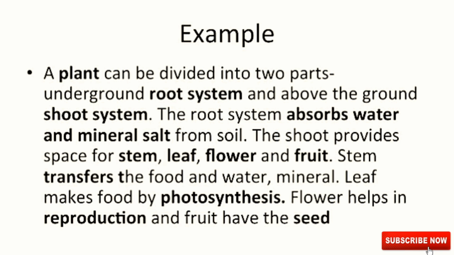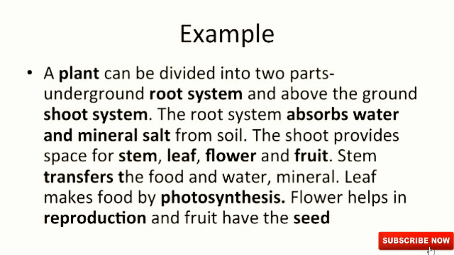First of all, see what I have written: a plant can be divided into two parts, the underground root system and the above ground shoot system. The root system absorbs water and mineral salts from the soil. The shoot system provides space for stem, leaf, flower, fruit, etc. Stem transfers food, water and minerals. Leaf makes food by photosynthesis, flower helps in reproduction, and fruit has the seed.